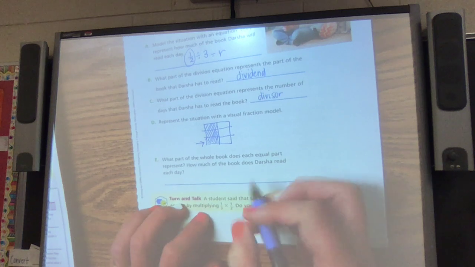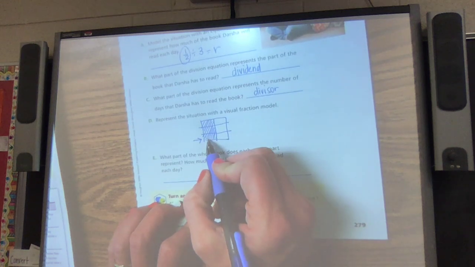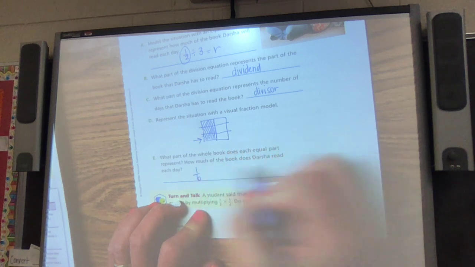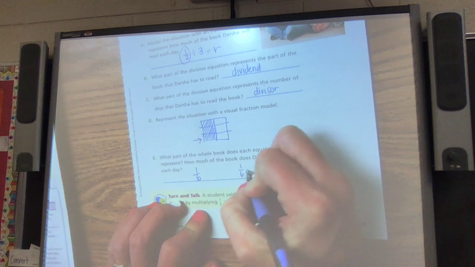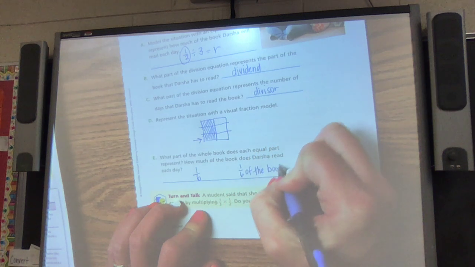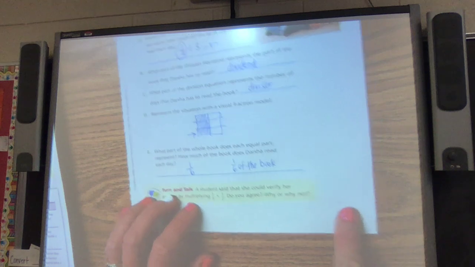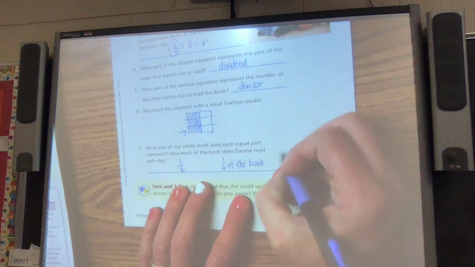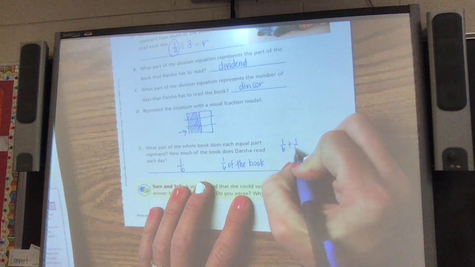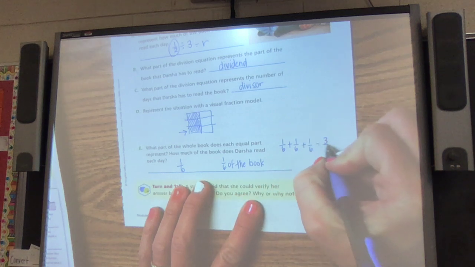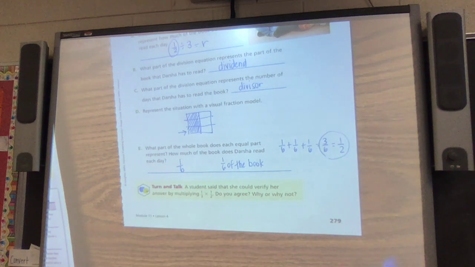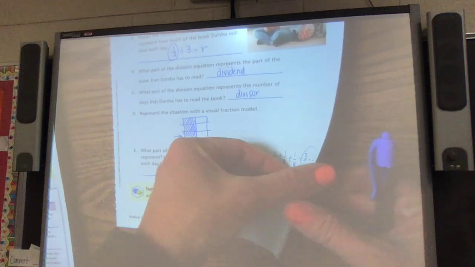What part of the whole book does each equal part represent? Each part represents 1/6. How much of the book does she read each day? She reads 1/6 of the book. Now let's work backwards to check. In whole number multiplication and division, we always check by multiplying. You can do that here. We could even add 1/6 plus 1/6 plus 1/6, each day, is 3/6, and we know that 3/6 is the same as a half. Okay? Turn the page.